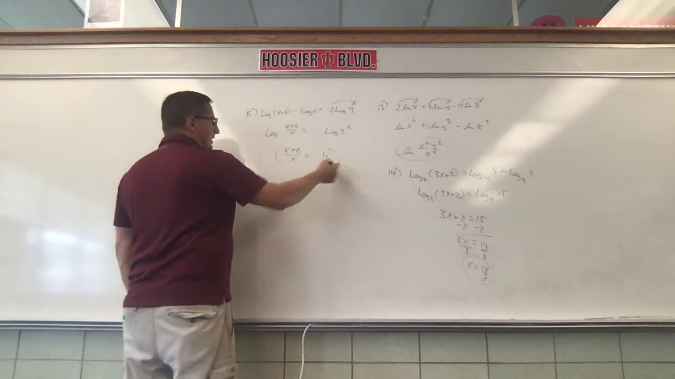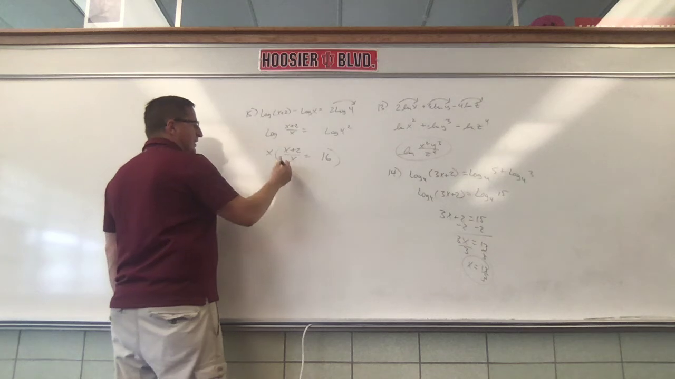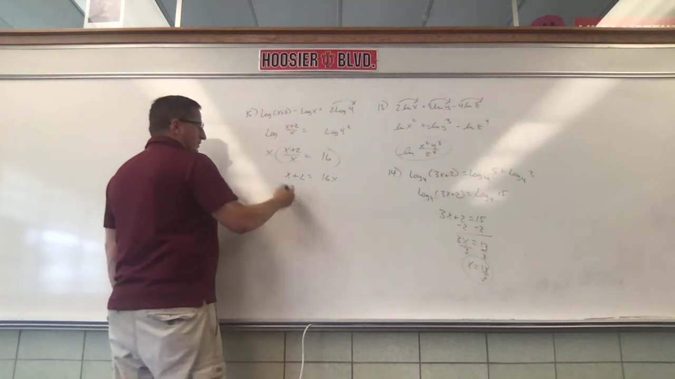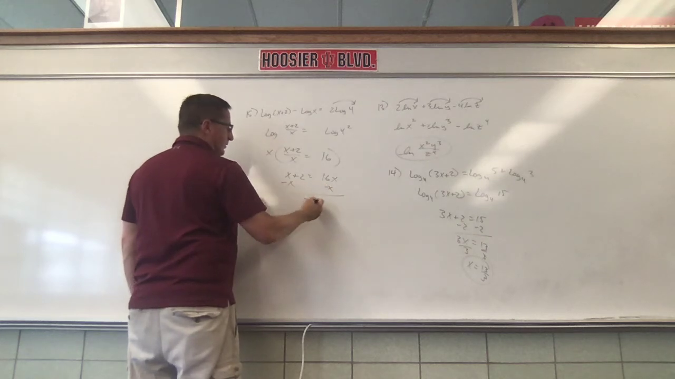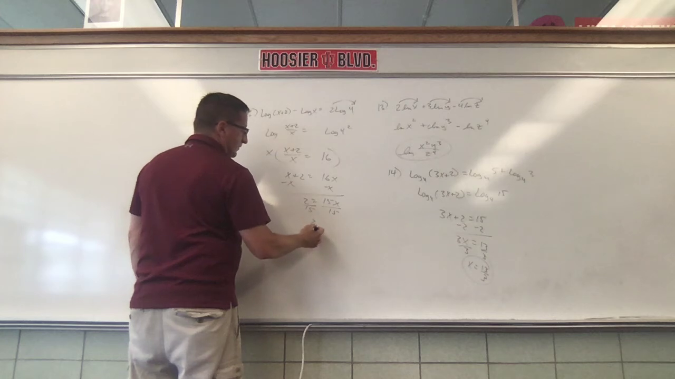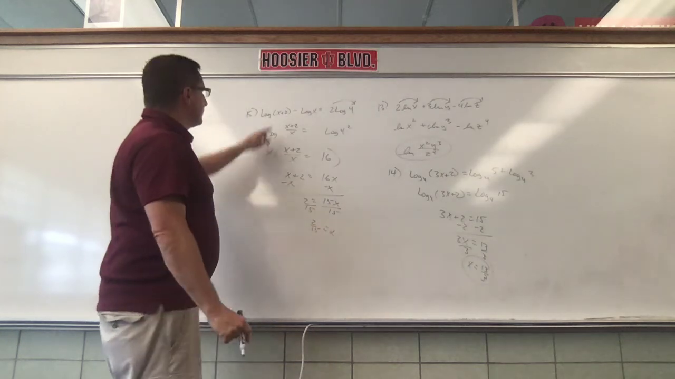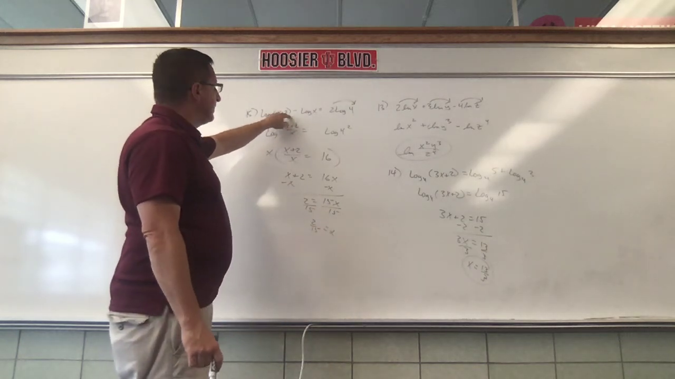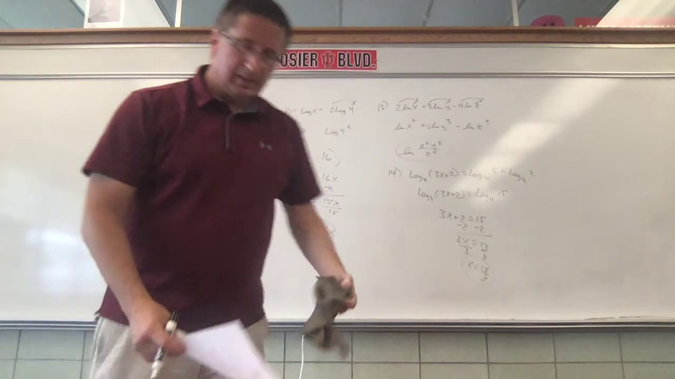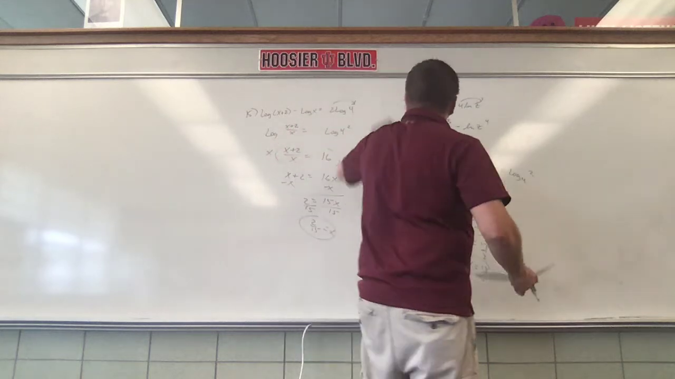I'm going to clear my denominators. I'm going to times each side by x. These cancel. x plus 2 equals 16x. Subtract x from each side. 2 equals 15x. Divide by 15. x is 2 15ths, maybe. Let's check. If I plug in 2 15ths, 2 15ths plus 2 is positive. 2 15ths positive. Yes, the answer is 2 15ths. Last one, 16.